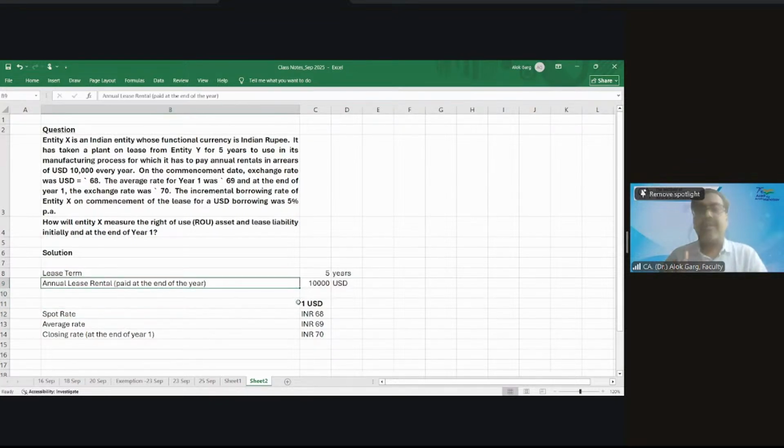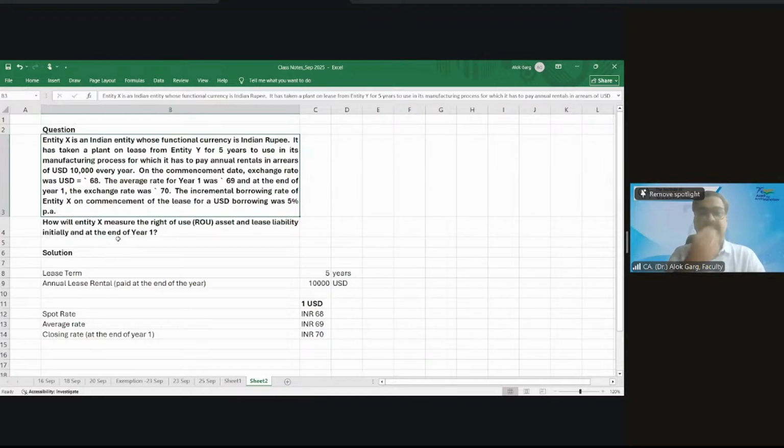So I highly recommend that when you solve these lease questions in the examination, and when you are putting down notes before solving the question, always mark whether it is payable in the beginning or payable at the end. This will help you avoid these kinds of mistakes which students normally make.